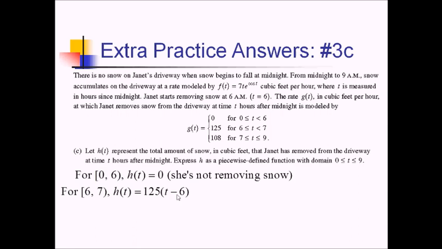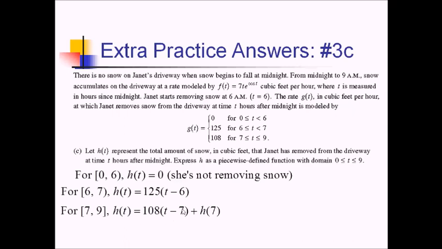Now for the last interval, this one's a little bit trickier. For 7 to 9, I need to take first the amount of snow that Janet shoveled from 6 to 7. So we're going to write that this equals h of 7, which is the amount of snow Janet has removed by 7, and then to that we're going to add this other little piece. We have 108, that's the rate, and to make sure that we don't count anything except what Janet shoveled after 7 a.m., we'll do t minus 7.